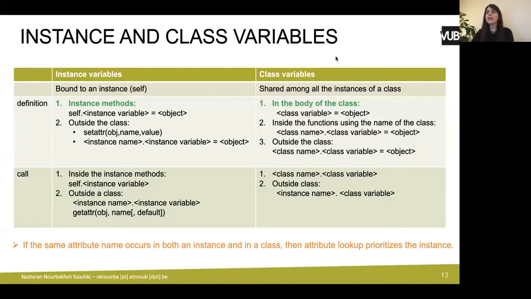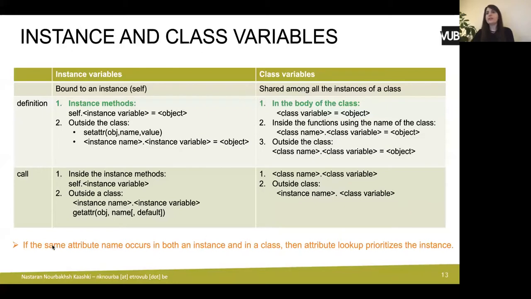How can we call class variables? Using the name of the class everywhere, either in the class or outside the class, dot the name of the class variable. But outside the class, we have another way as well. Outside the class, we can go for either of these ways, but inside the class, we only have this way to access the class variable. So outside the class, we have the other way, which is accessing the class variable using the instances of the class: instance name dot class variable.